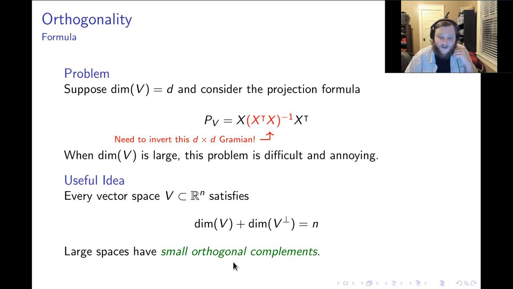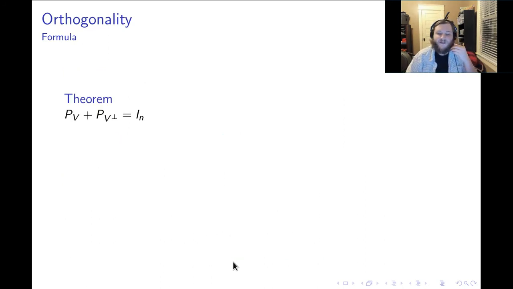And remarkably, this turns out to be quite useful, because we have a theorem that tells us that if we take the projection matrix onto a space V and add that to the projection matrix onto the orthogonal complement of that space, V perp, the sum of those two projection matrices is always equal to the identity matrix. And this is huge for us, because what this means is that if we want to find the projection matrix onto V, but V has really large dimension, we could instead find the projection onto the orthogonal complement and then solve for the projection onto V using this formula.